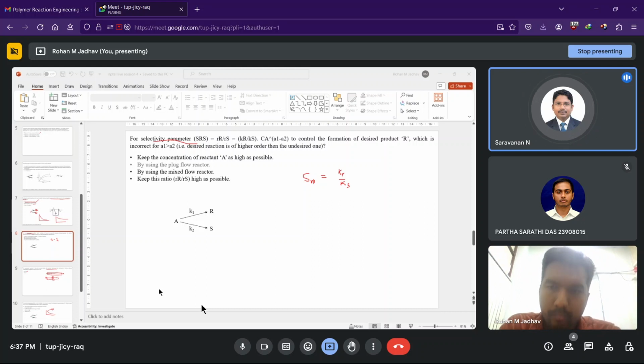One is a1 equal to a2, a1 less than a2, a1 greater than a2. Like when we say a1, it is the order of the desired reaction, and a2 is the order of the undesired reaction. Yes. Correct.